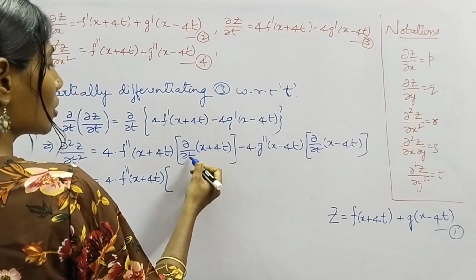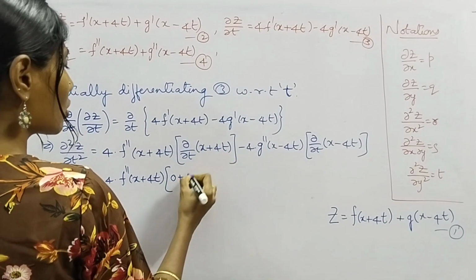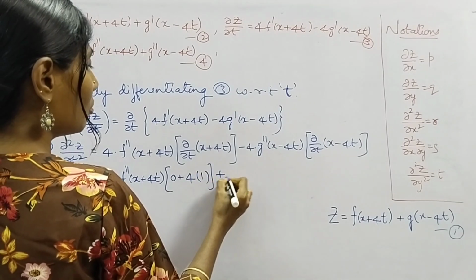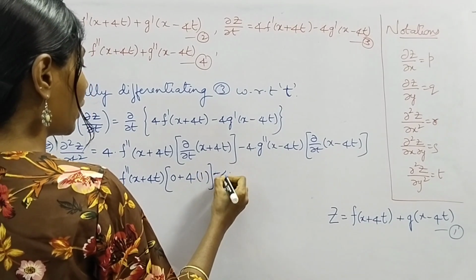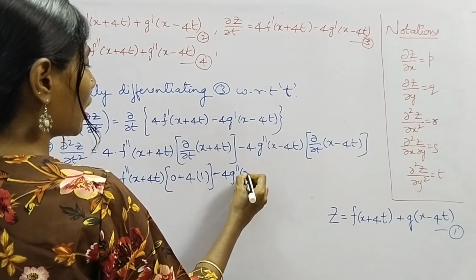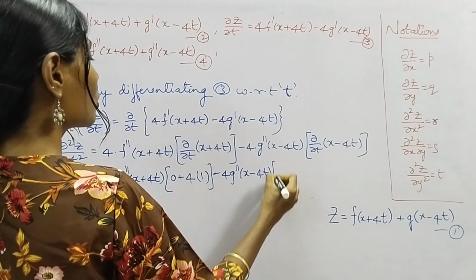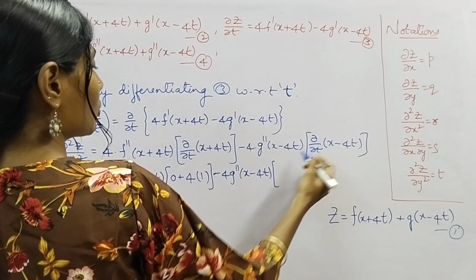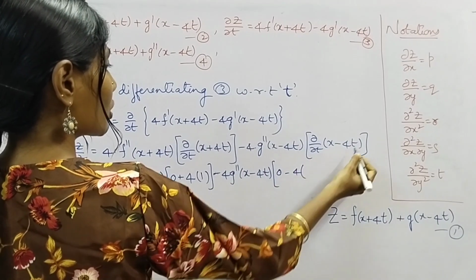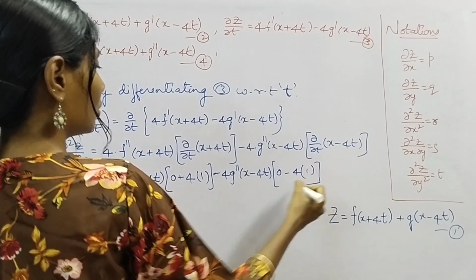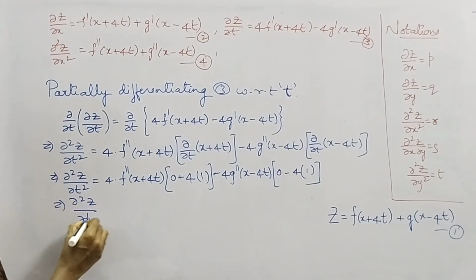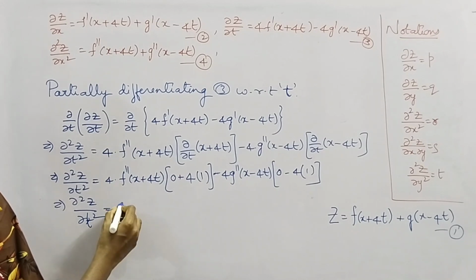So the partial derivative of a constant with respect to t will be 0, plus this constant 4 into the partial derivative of t with respect to t, which is 1, right? Minus 4 into g double dash, with the partial derivative of x with respect to t being 0, minus 4 into the partial derivative of t with respect to t, which is 1, right?